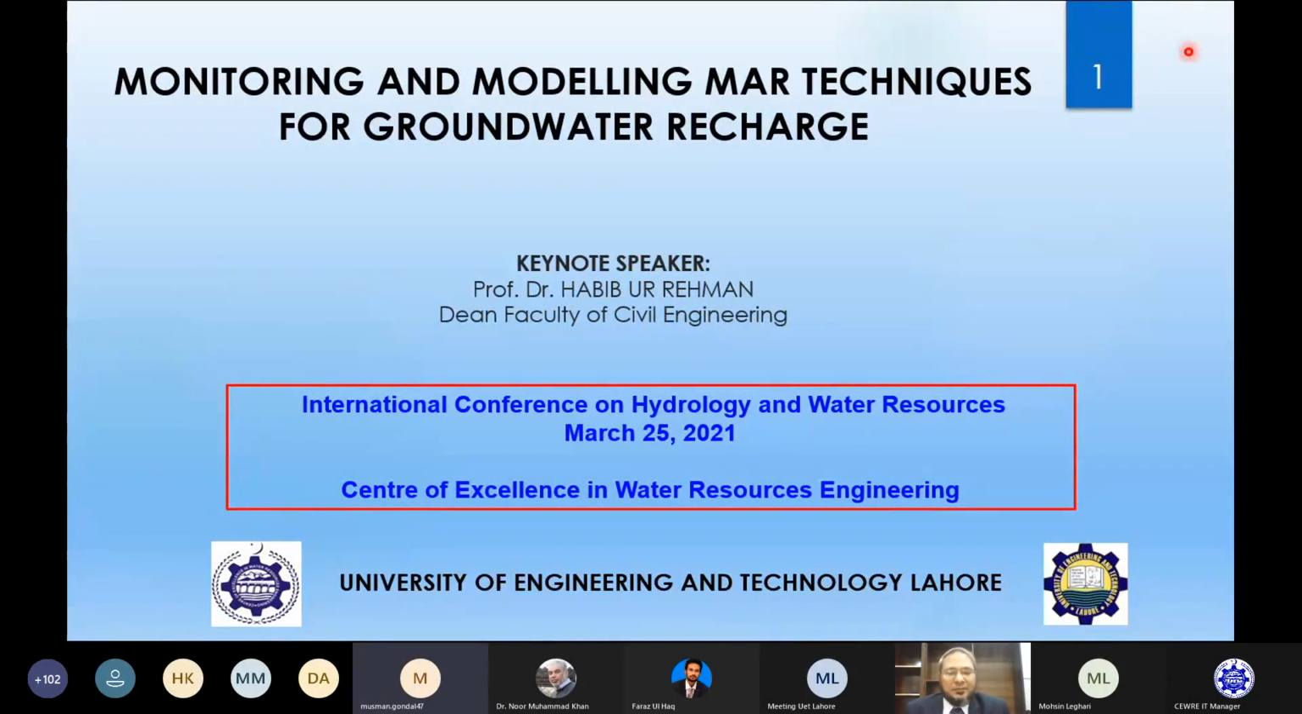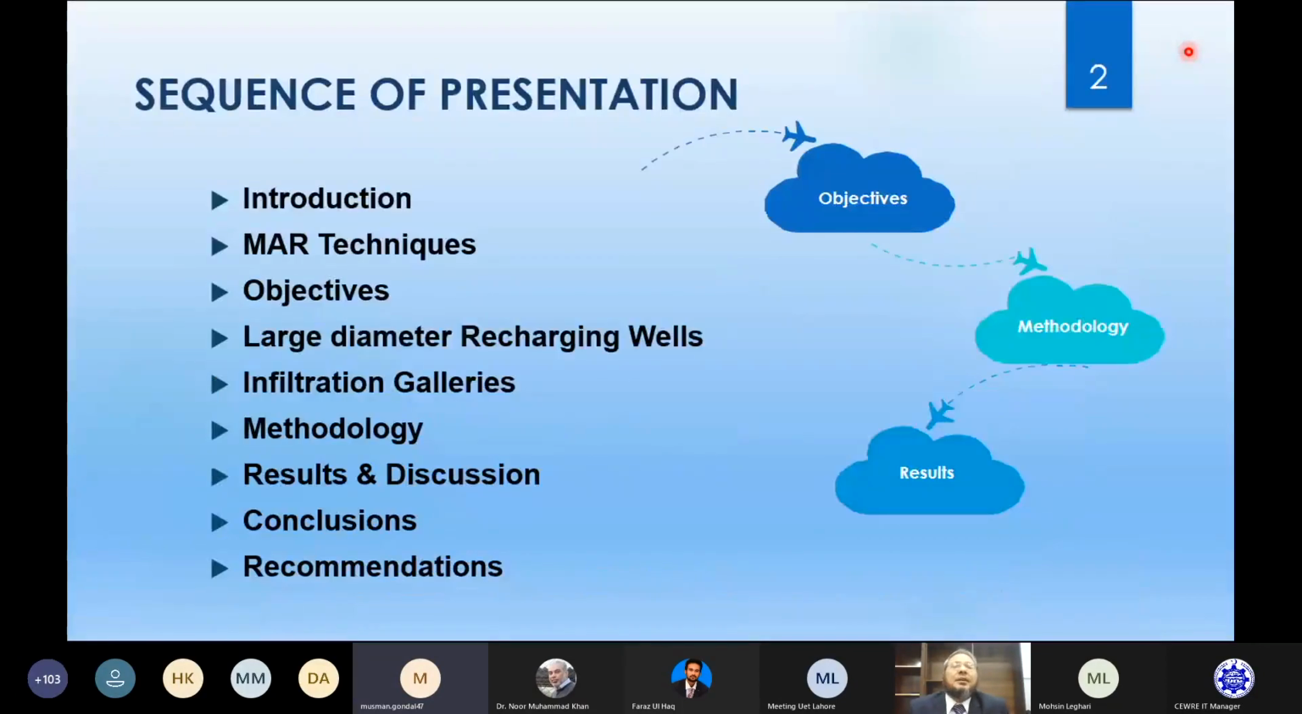I am highly thankful to the Director, Center of Excellence of Water Resources Engineering, who has given me this opportunity to talk as a keynote speaker in this international conference. Dear participants, today my topic of talk would be monitoring and modeling MAR techniques for groundwater recharge. MAR means Managed Aquifer Recharge techniques.